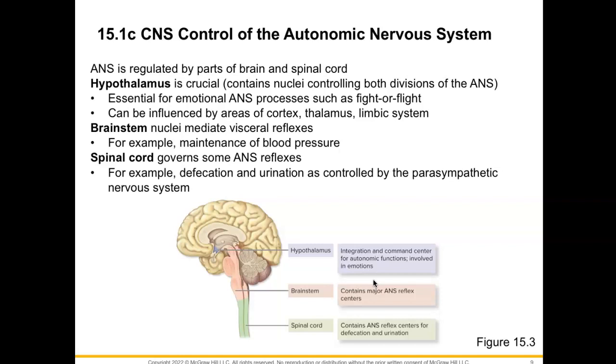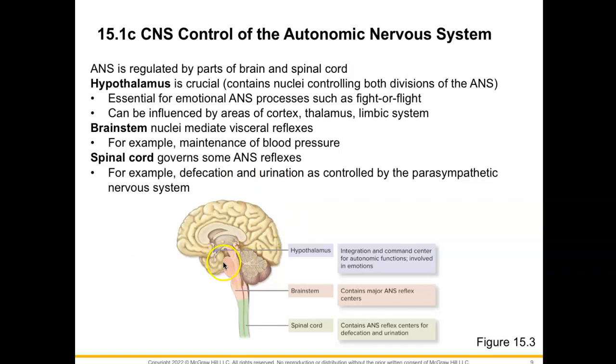And let's talk about our central nervous system's control of the autonomic nervous system. It's going to be regulated by our brain and the spinal cord. The hypothalamus is going to be a large player here. It's going to contain a lot of nuclei that are going to control both divisions of our autonomic nervous system, meaning the sympathetic and parasympathetic nervous systems. It's also essential for emotional ANS processes such as our fight or flight. And it can be influenced by areas of our cortex, the thalamus, and limbic system.